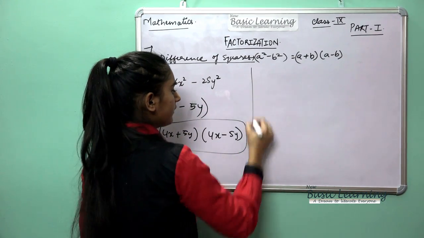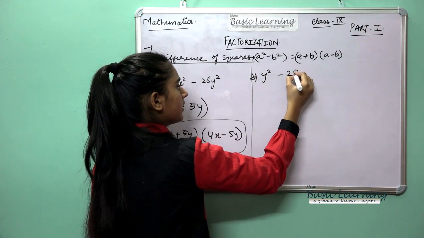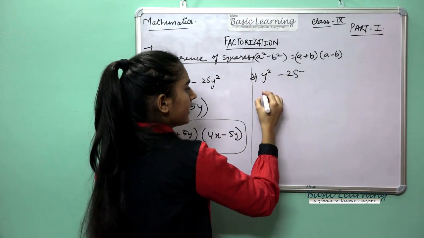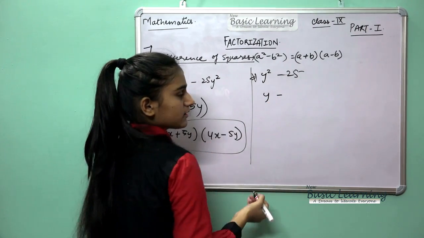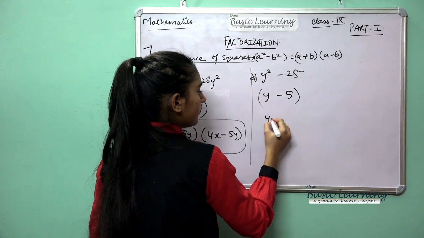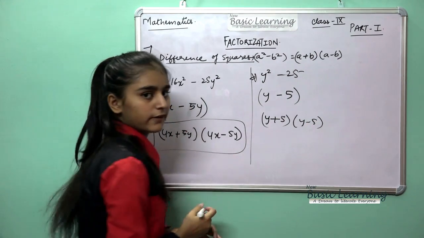Now I will take another type of example, that is y square minus 25. So here y into y gives y square, and 5 into 5 gives 25. So what we are going to do? y plus 5 and y minus 5.